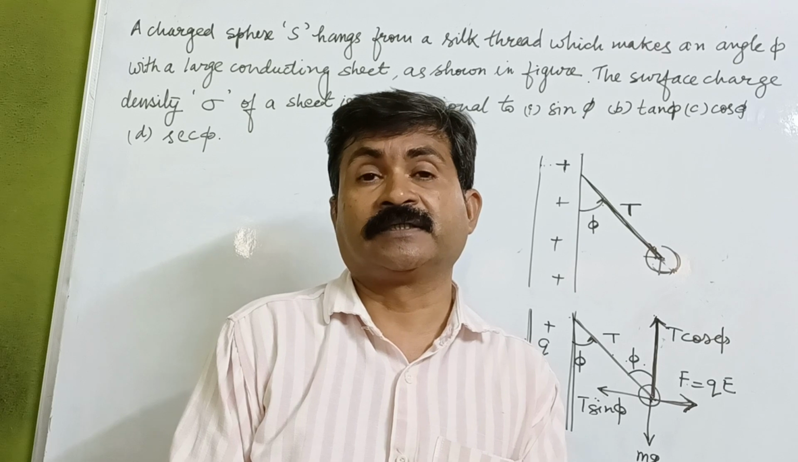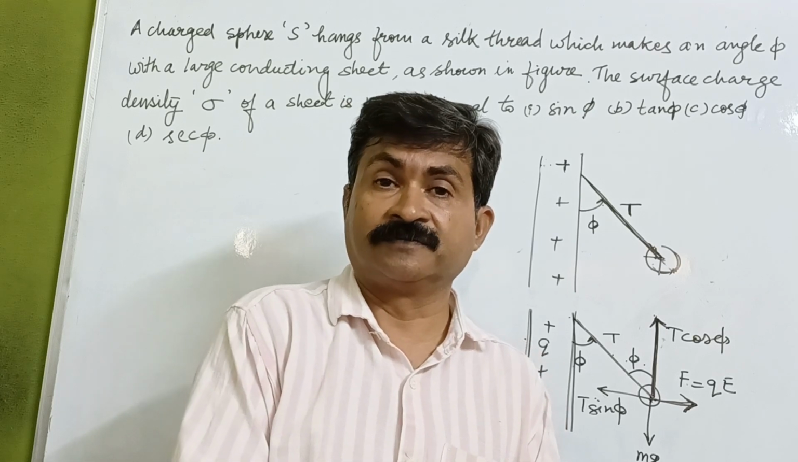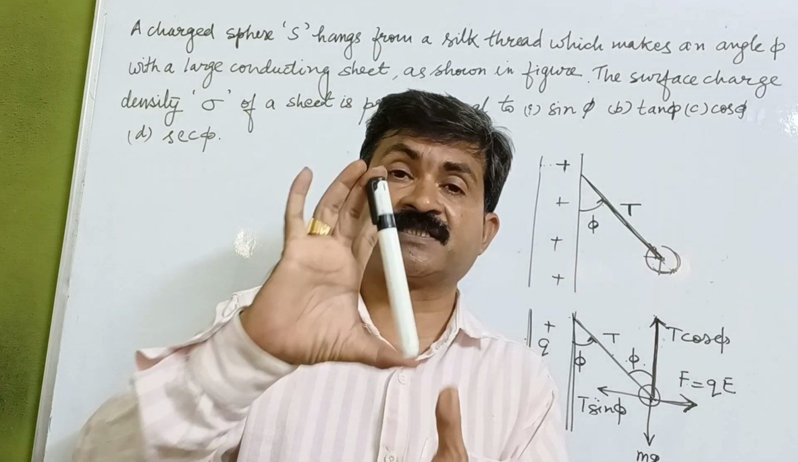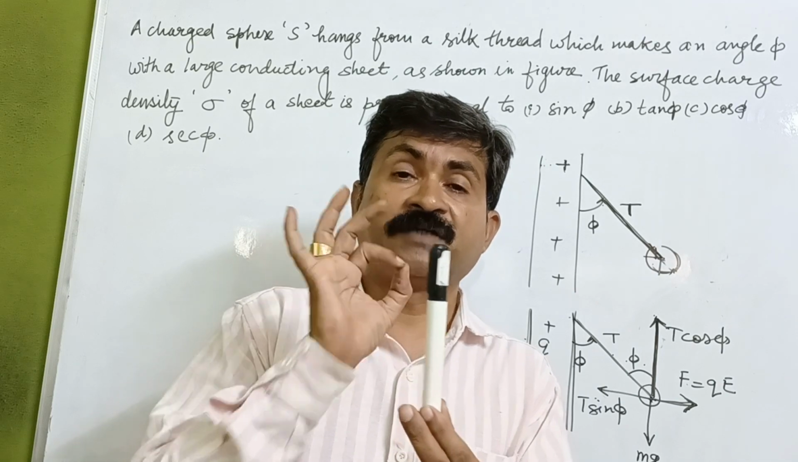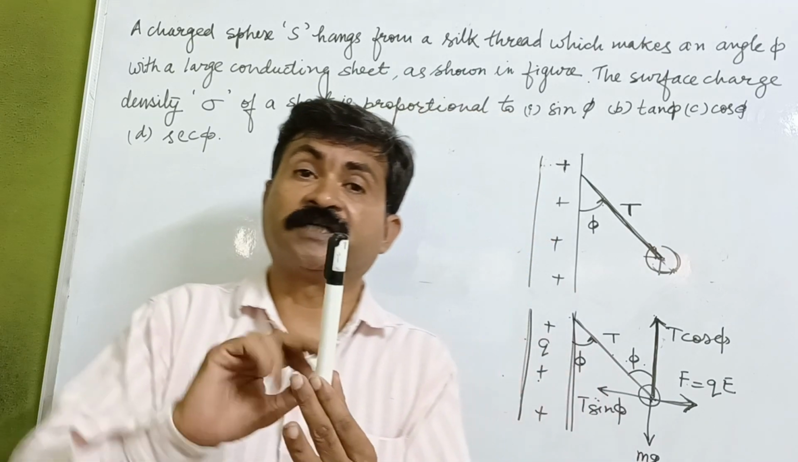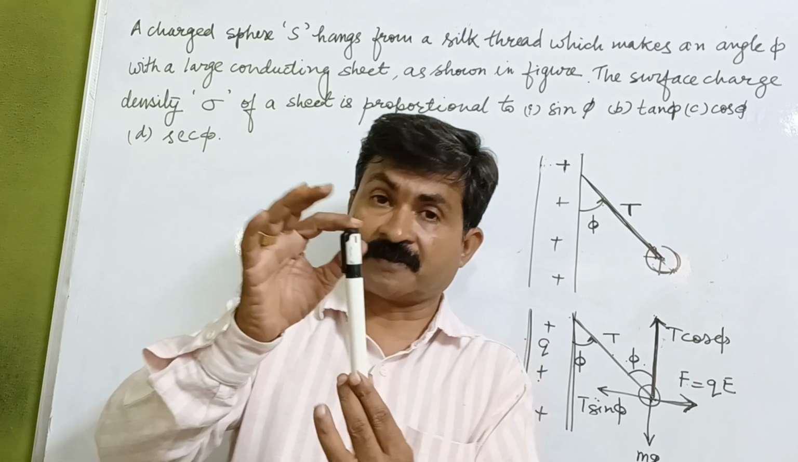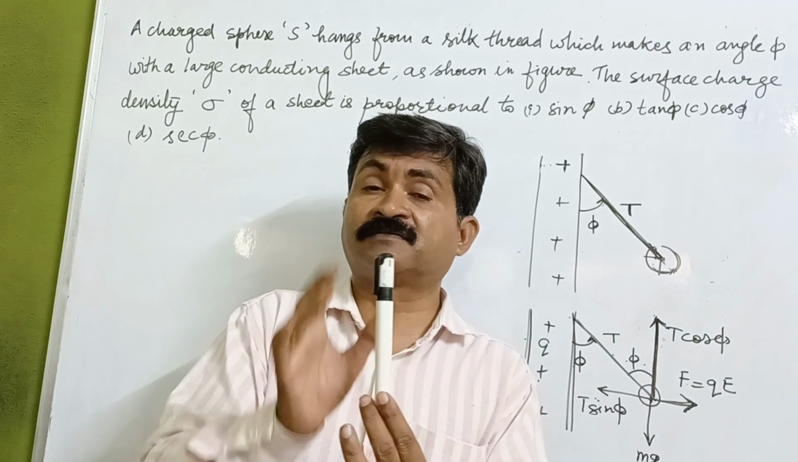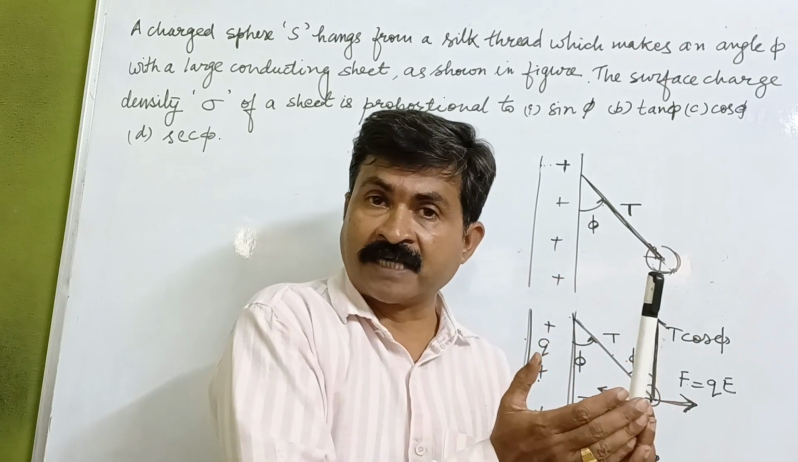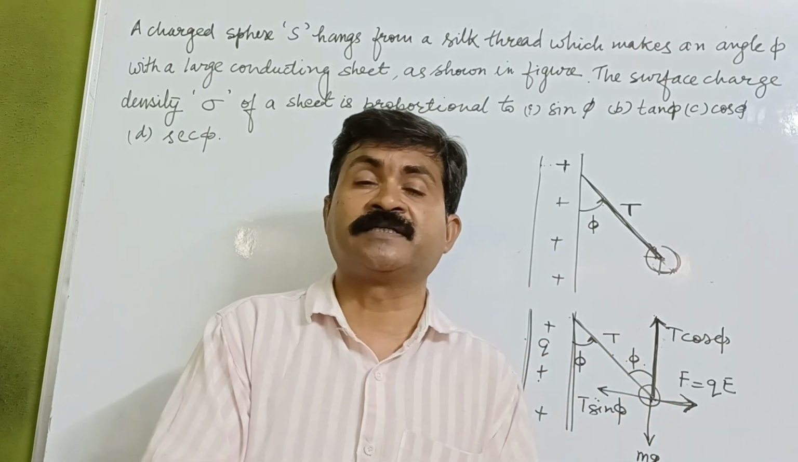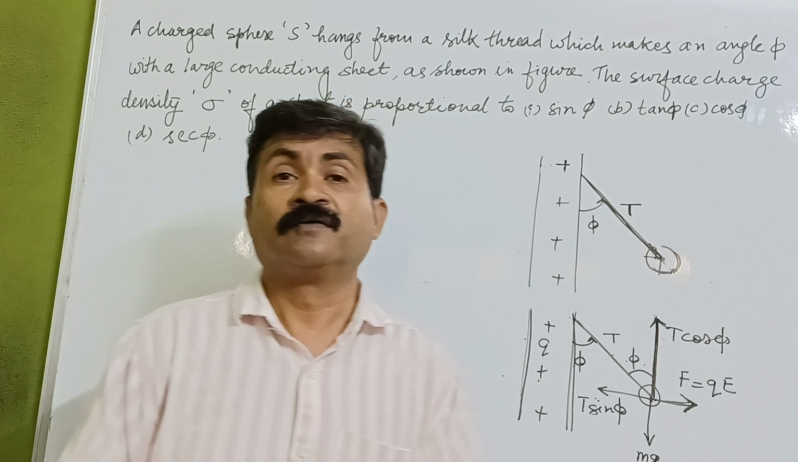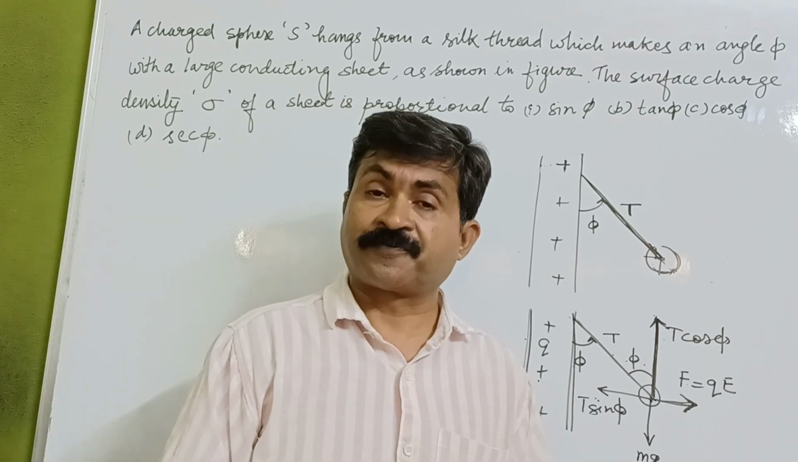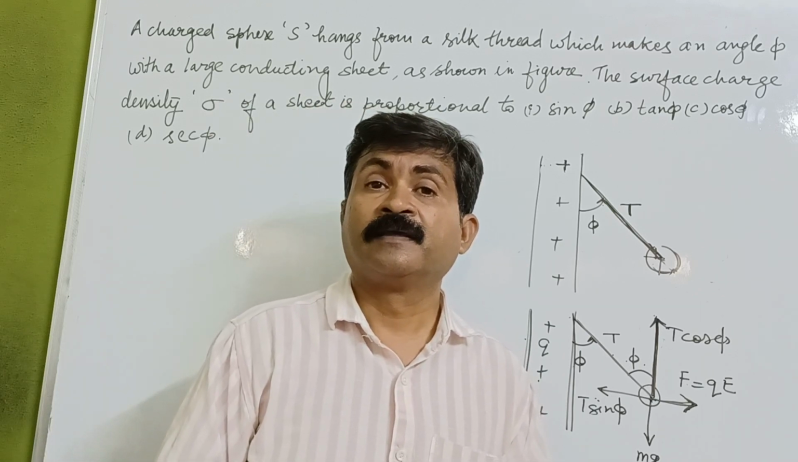Suppose we have taken an object and we have given charge to this object. It will be distributed over the surface, over the length, or over the volume. So there will be linear charge density, surface charge density, and the third one, volume charge density.